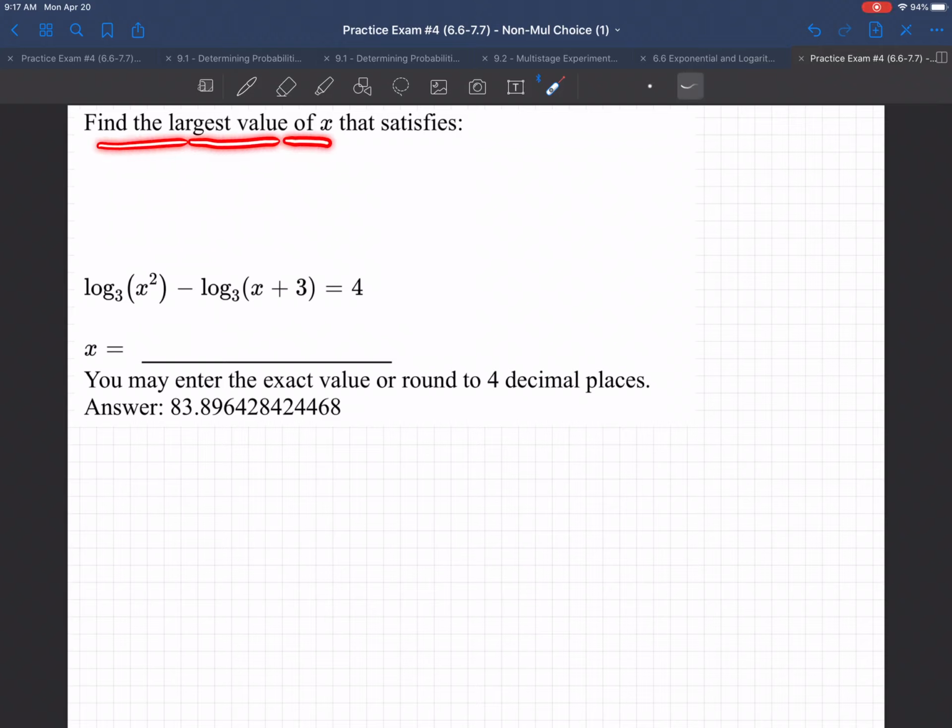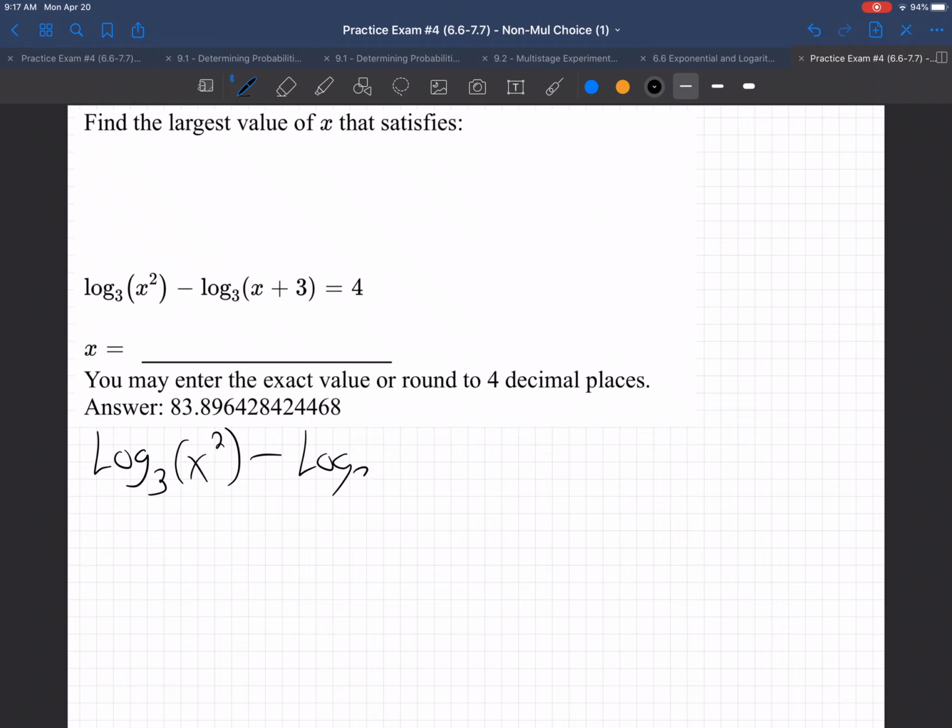Find the largest value of x that satisfies that equation. Okay, so this one's going to be a little more challenging than most. Let's write it out. So log base 3 of x squared minus log base 3 of x plus 3 equals 4.